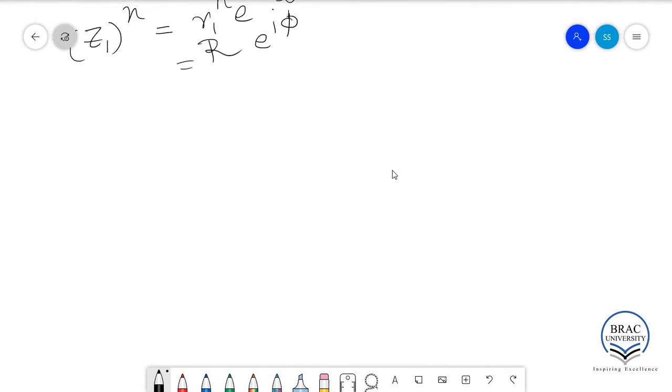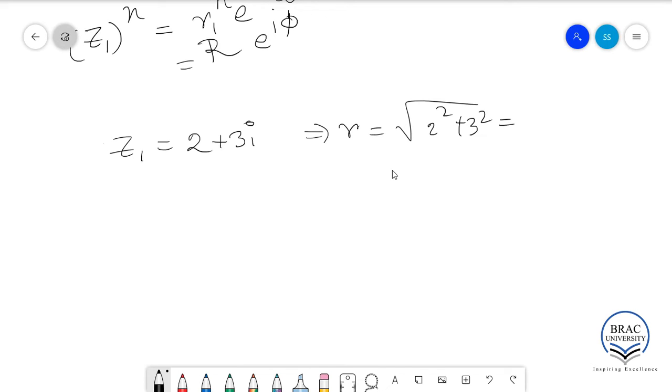So let's take z1 whose Cartesian form is 2 plus 3i. Alright, so we have r equals the square root of 2 squared plus 3 squared, and this is 4 and this is 9, so this is the square root of 13, and the argument is theta equals tan inverse 3 by 2. And if you numerically evaluate it, you should get the value of theta to be 0.98.